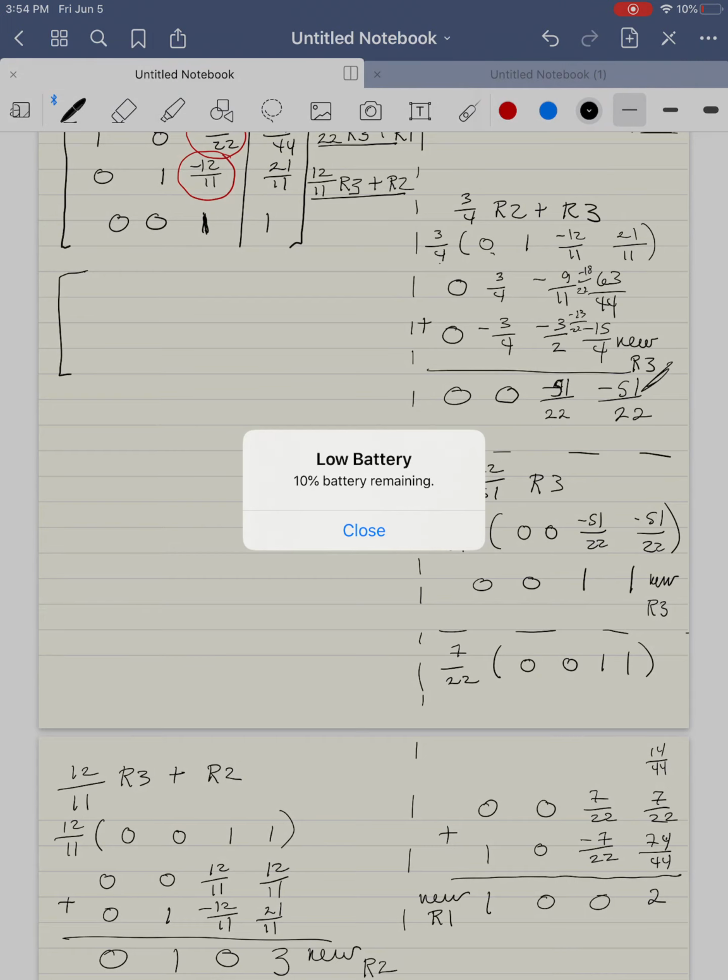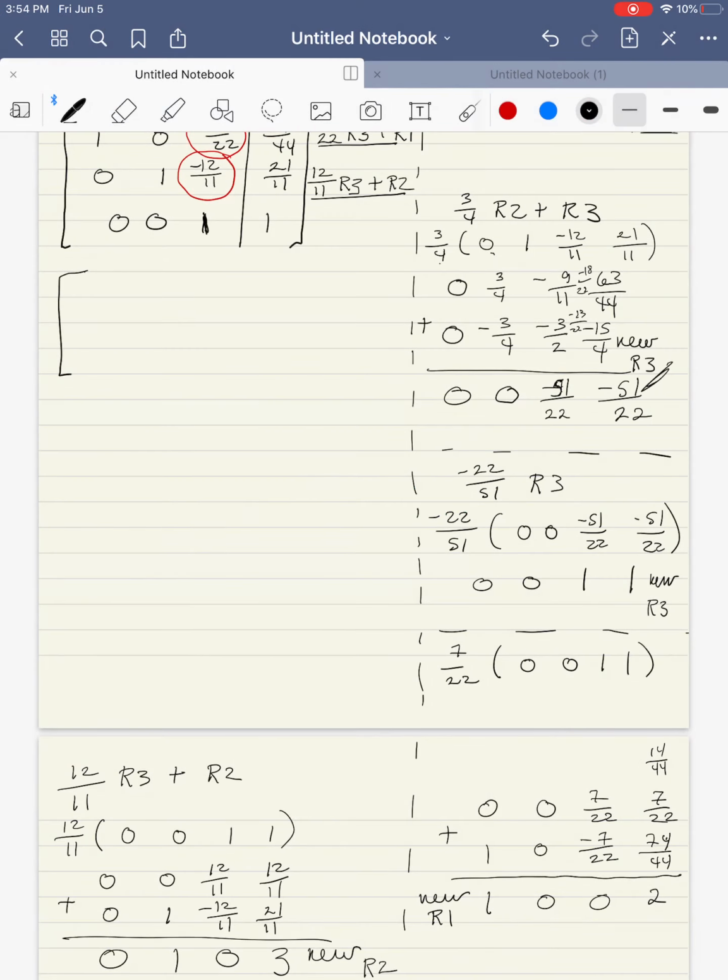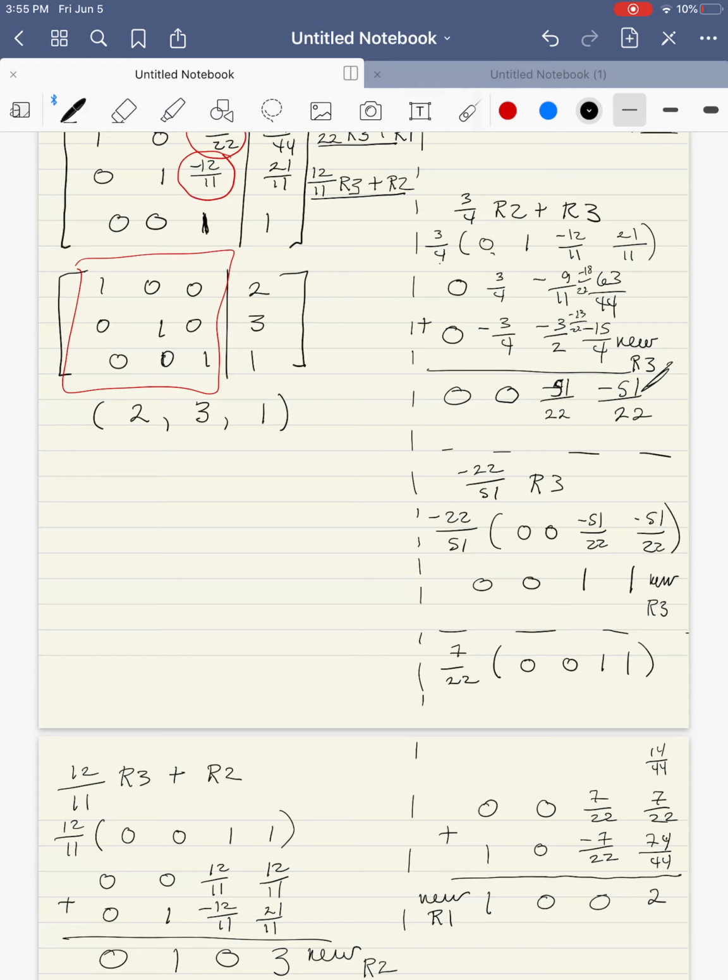So I can write my new matrix: my first row, my second row, and my row 3 didn't change. And now I see that I have this exactly the way I need it to be. So I can write my ordered pair: x equals 2, y equals 3, z equals 1.